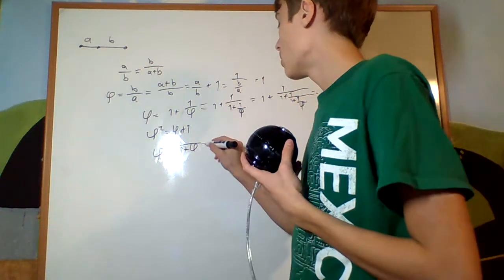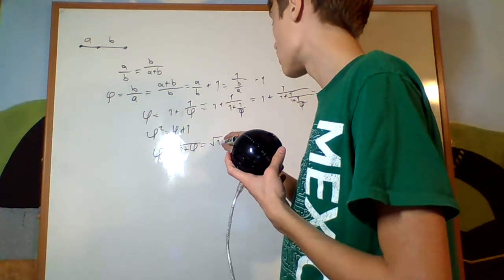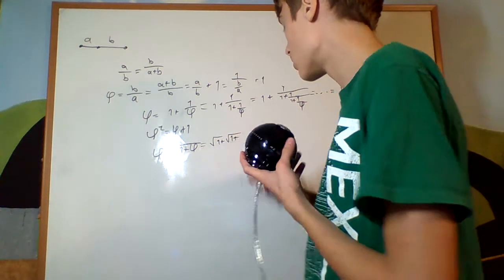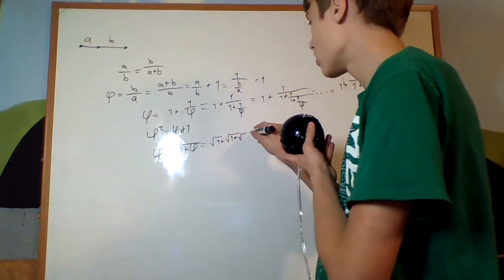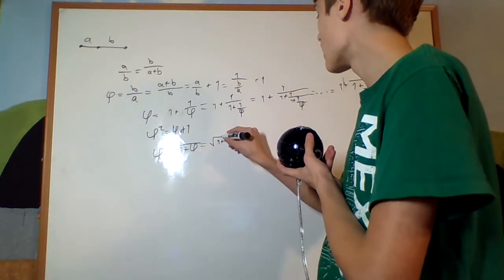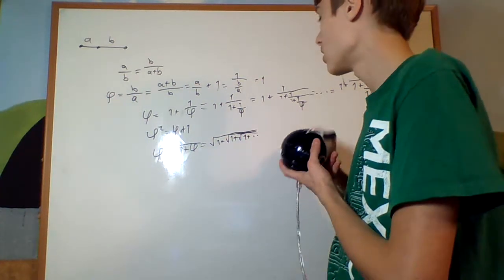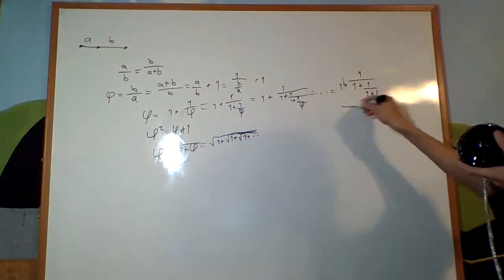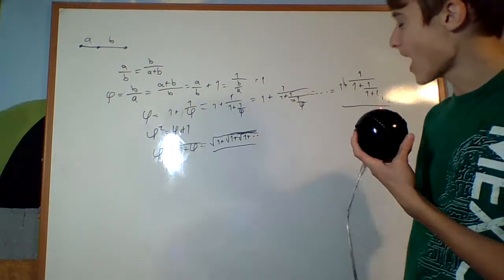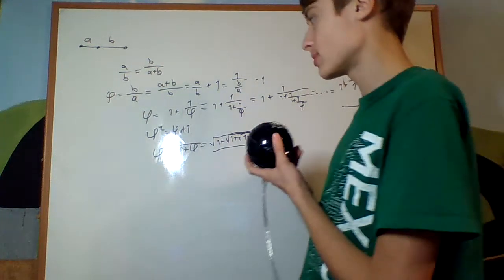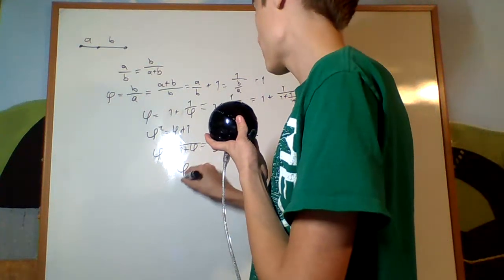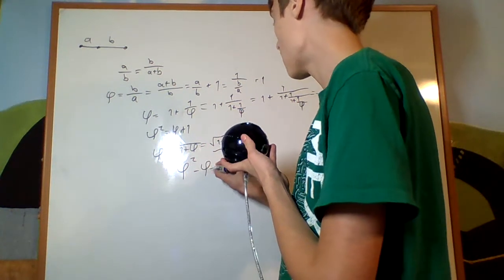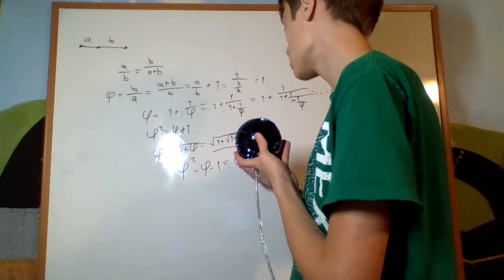But what's phi? It's the square root of 1 plus the square root of 1 plus phi. You can imagine continuing that on forever, and you'd get phi again. So for some reason, this infinite fraction and that infinite radical are equal, and I'll formalize this in a bit. And then I get phi squared minus phi minus 1 equals 0.